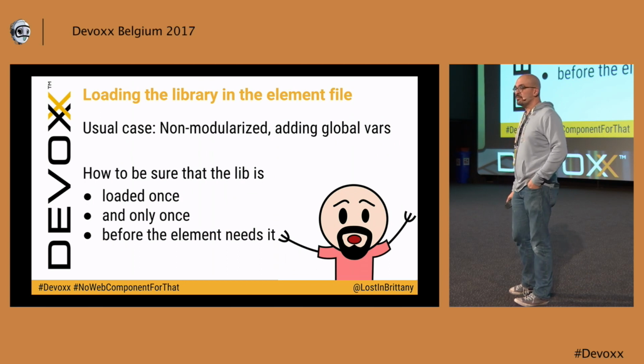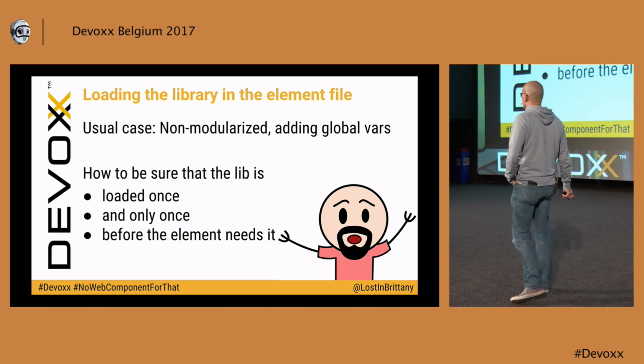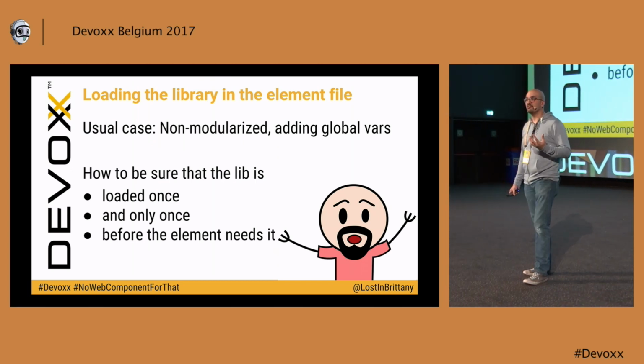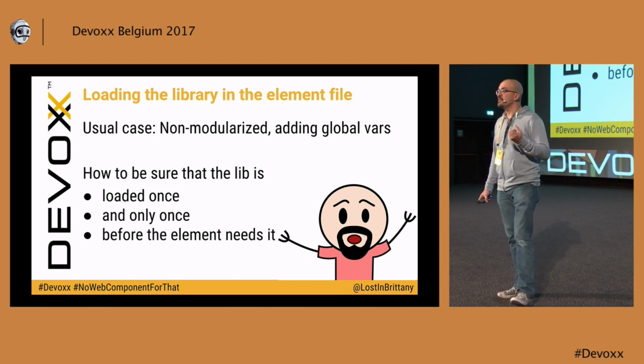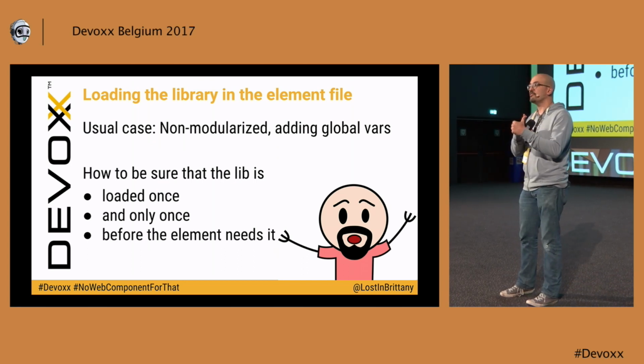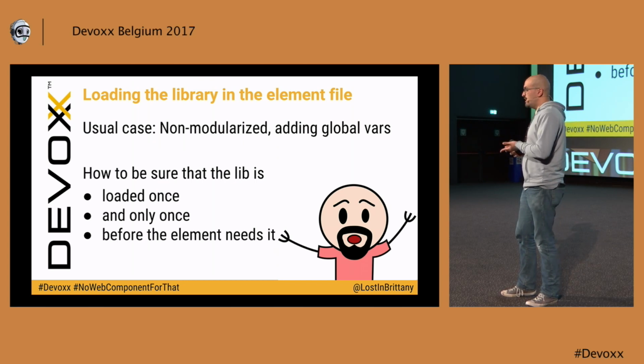So the first step, the first problematic step is how do you load the library? If you are using legacy libraries, they are almost always libraries that write things in the global scope, libraries that aren't modularized. So in order to use it in your component, you need to load the library once and only once, even if you have multiple elements in the application that use your library, and you need it to be loaded before your web component is initialized.